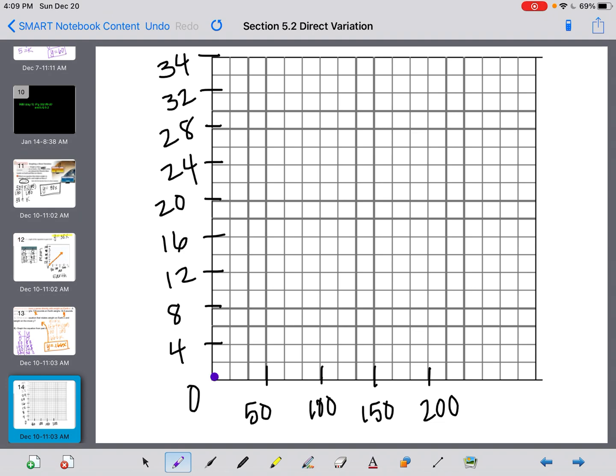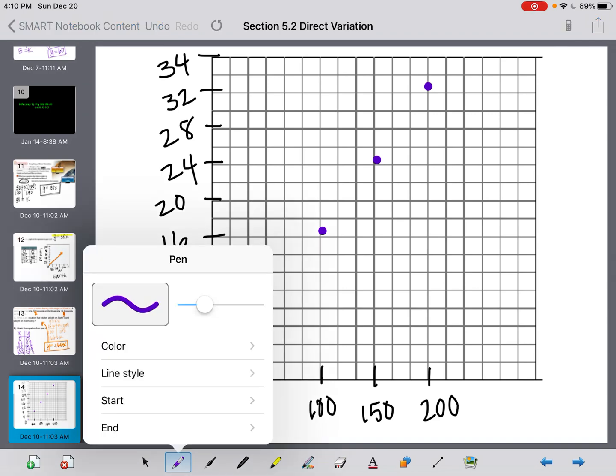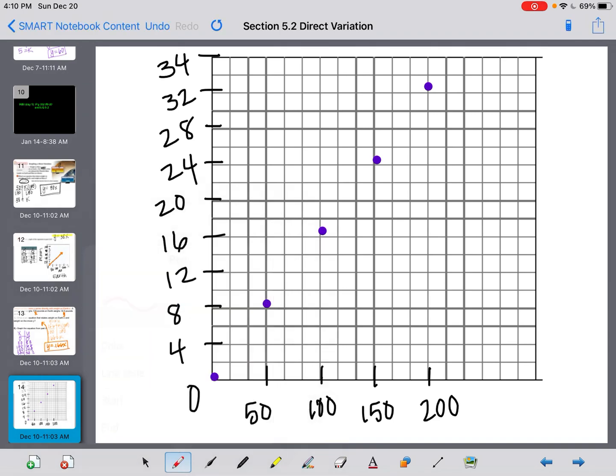We start at 0, 0. Over 50, up 8.3. Over 100, up 16.6. Oh, I missed it over here. Over 150, up 24.9. Over 200, up 33.2. Okay, all of our qualifications have been met. It goes through the point 0, 0 and makes a straight line.